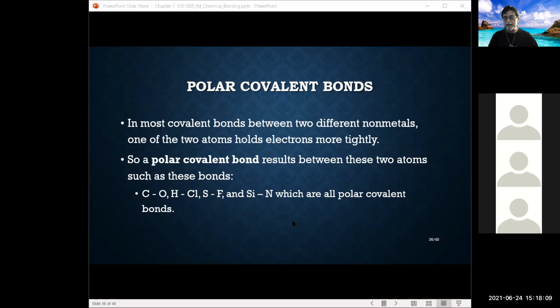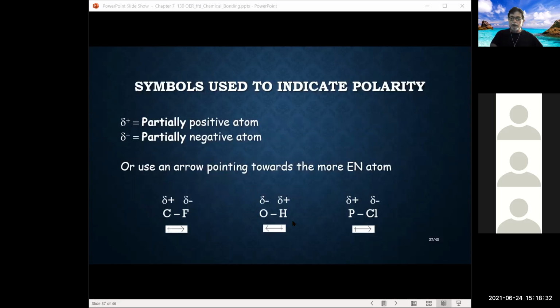And so these examples of carbon oxygen, hydrogen chloride, sulfur fluoride, silicon nitrogen, are all polar bonds. Okay, all polar bonds. You don't even have to think about the fact that they're different. They're polar bonds, except carbon hydrogen. Okay. Now we know that they're polar bonds because they're two different elements.